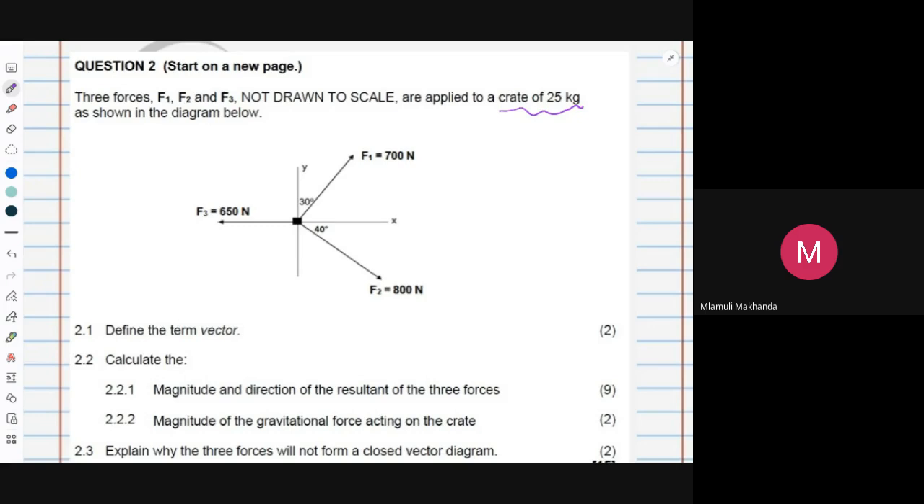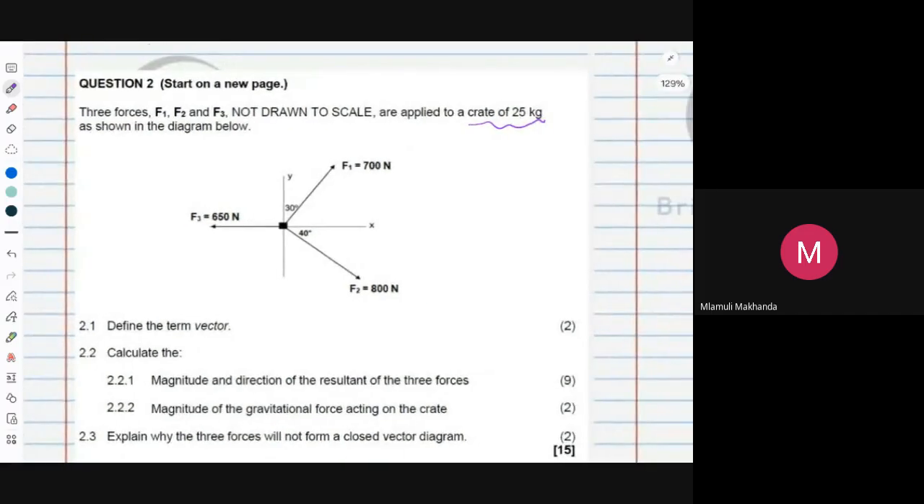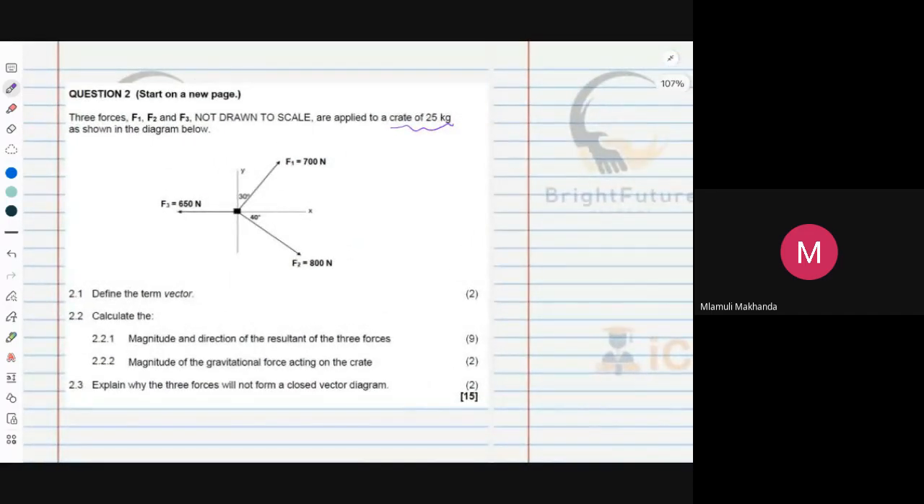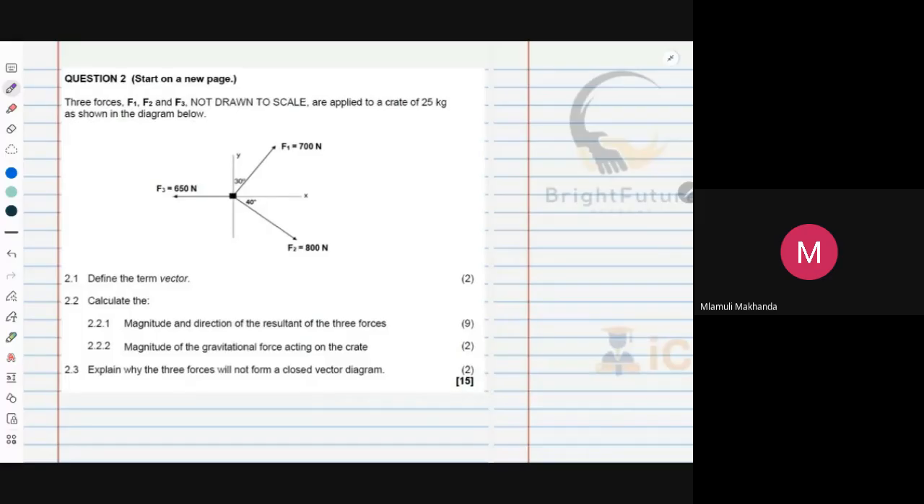So who cares to tell us what a vector is? I won't define it for you because you should know this definition. It's the most basic definition in physics. Just unmute yourself and sing it out for us.